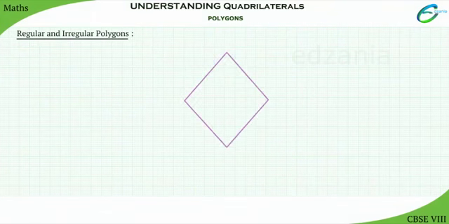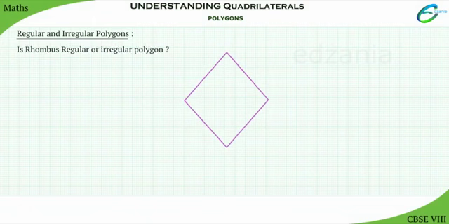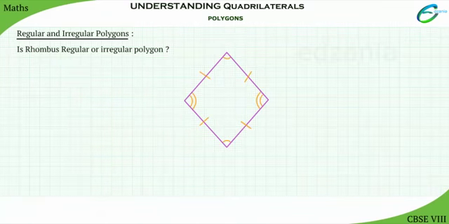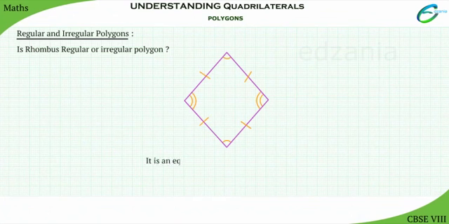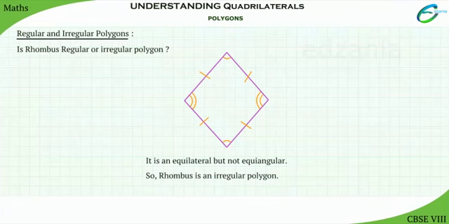Another question. Is a rhombus a regular or irregular polygon? In a rhombus, all the sides are equal, but all angles are not equal. So it is equilateral but not equiangular. So a rhombus is an irregular polygon.